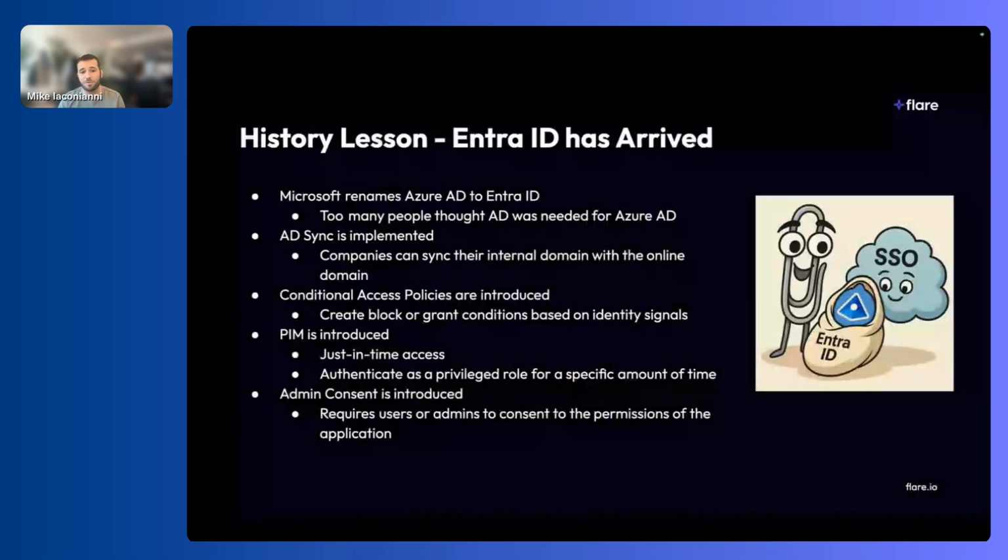PIM is introduced, privileged identity management. This is where just-in-time access starts to really become a big deal and where you're able to use it. And then Microsoft is also, with the applications that are in place, enabling users to have admin consent, which has a whole fun thing of itself as well.